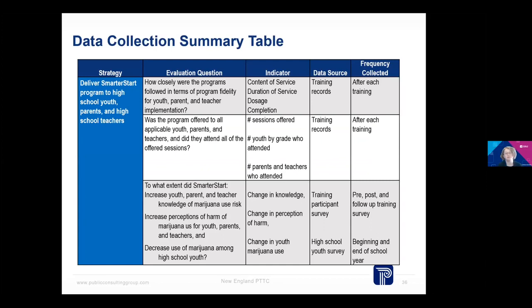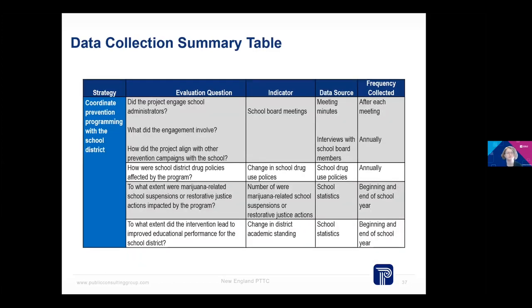And then I have a data source from where that information is going to come, and then frequency for how often I'm going to collect it. So this is really where the rubber meets the road, and this is really where your plan starts to come together. This is the outcome section of that summary table.